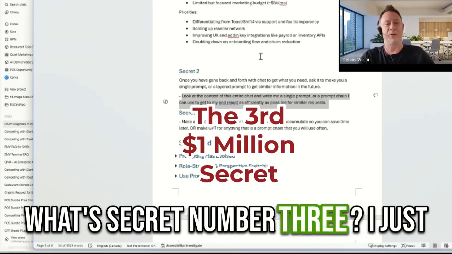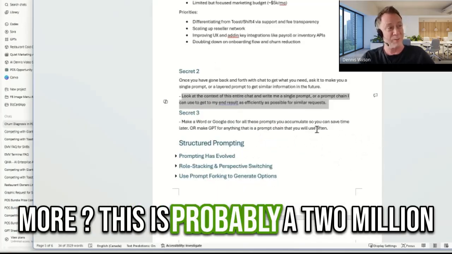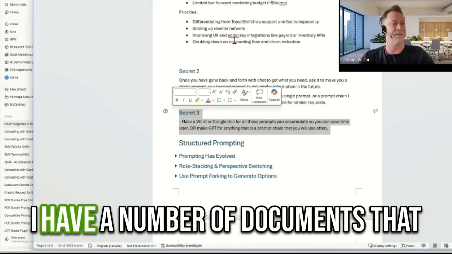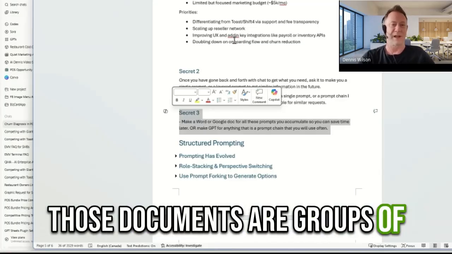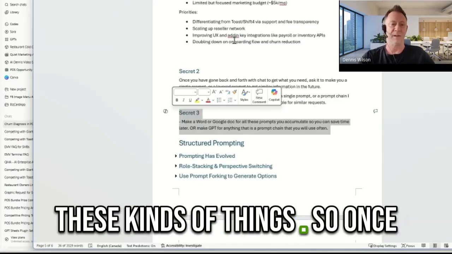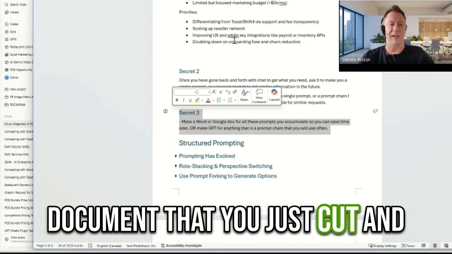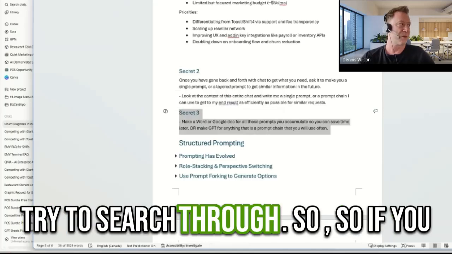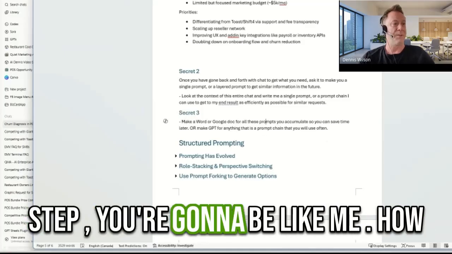So what's secret number 3? I just gave you $2 million secrets. Could there possibly be more? This is probably a $2 million secret all on its own. I have a number of documents that are always live on my desktop. And those documents are groups of these kinds of things. So once you've found the prompt to do the thing you like, you should have a document that you just cut and paste it into, so you can easily cut and paste from it instead of having to search through. So if you don't do this step, you're going to be like me.